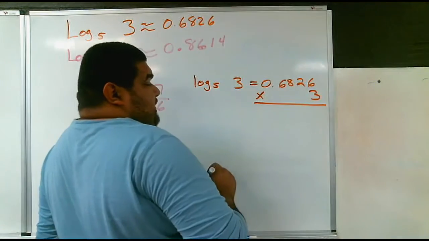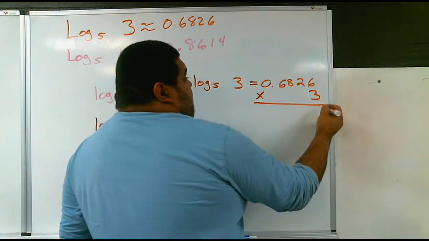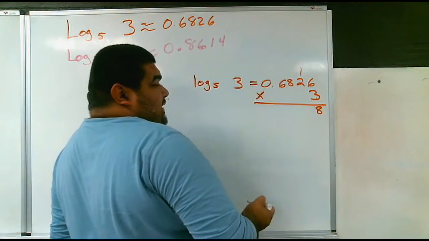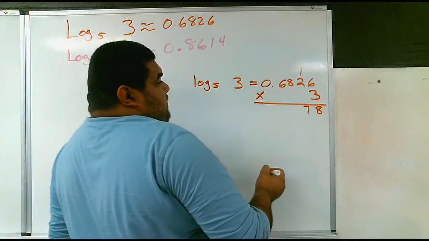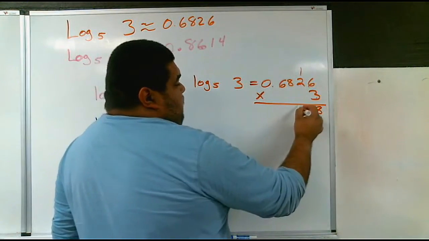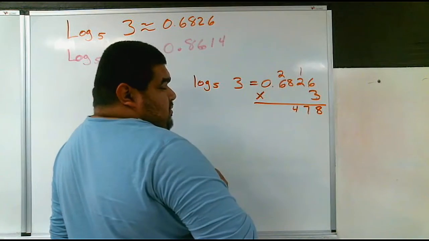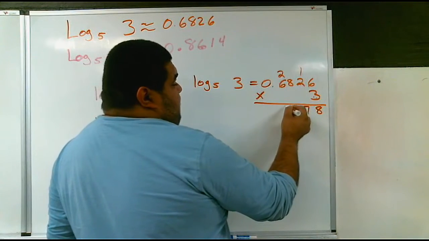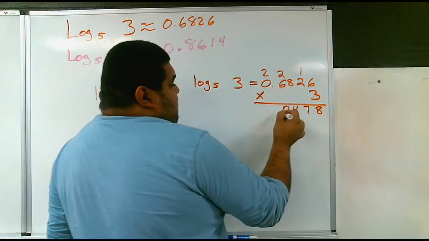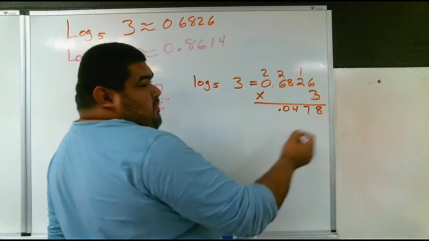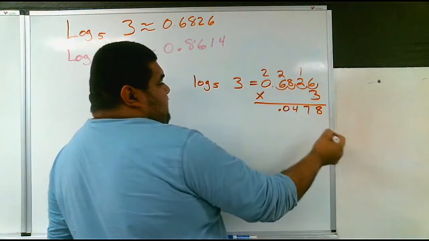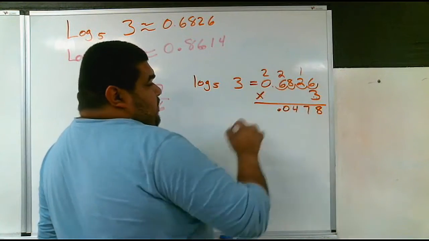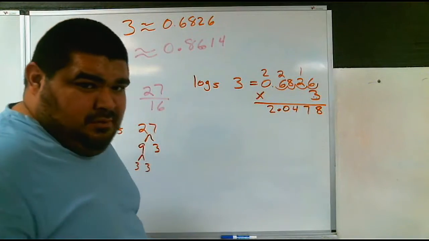So we have 6 times 8. To save time, we have 18. We have a 1. 2 times 3 is 6. Plus 1 is 7. 8 times 3 is 24. We have a 2. 6 times 3 again is 18. Plus 2. We have a 20, so we have a 0. We bring up our 2. We have our decimal. Because remember, we have 1, 2, 3, 4 places. So 1, 2, 3, 4. We have 3 times 0 is 0. Plus 2, it's 2. Okay?